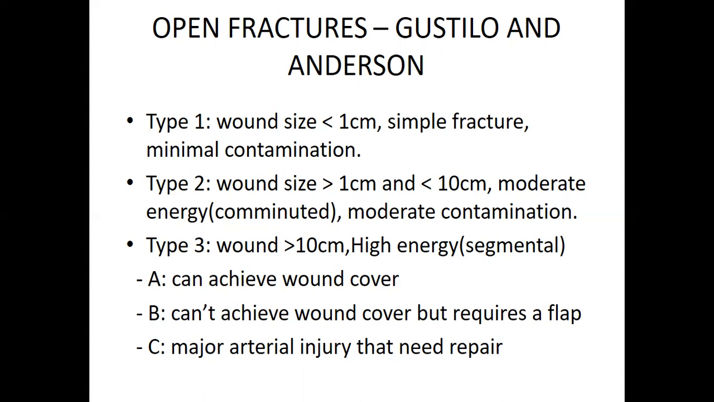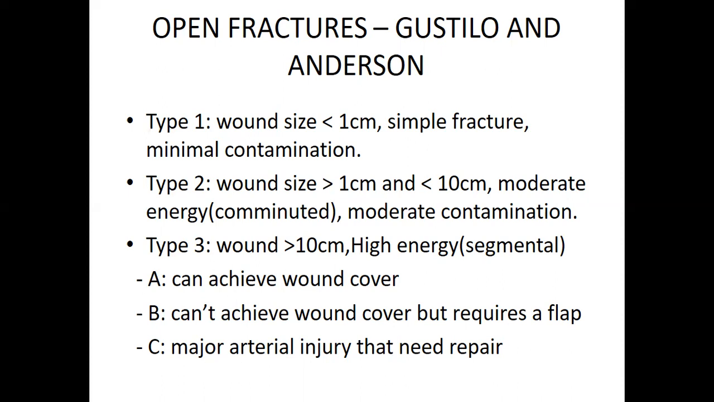When you start having segmental fracture, it tells you that the energy that caused that fracture is quite high for it to break at 2 or more points. Now it can either be a 3A or a 3B injury. So for a type 3A, the wound sustained can be closed, or produce a skin graft. Then a type 3B is when the wound cannot come together after your debridement.